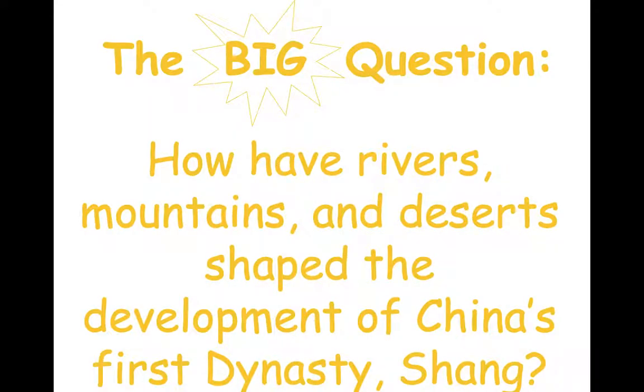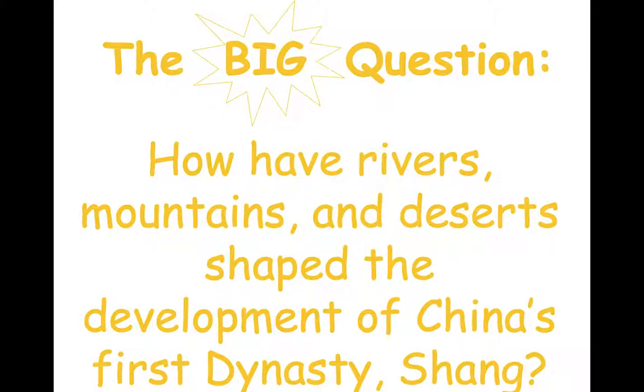Here is our big question. How have rivers, mountains, and deserts shaped the development of China's first dynasty, Shang? So remember, we're starting 4,000 years in the past, and we are looking at the Shang dynasty, which started around 1600 BC. It's going to last for about 600 years, and it's going to end around 1000 BC. The exact numbers are on your timeline if you're interested.